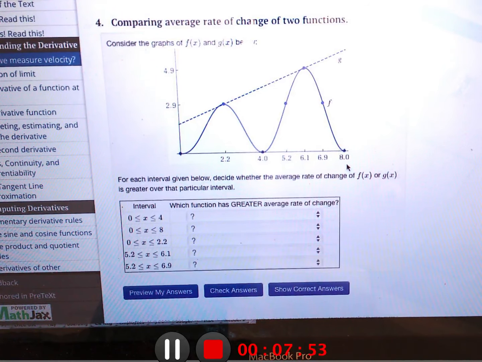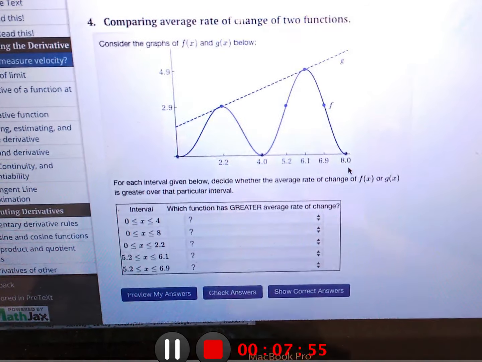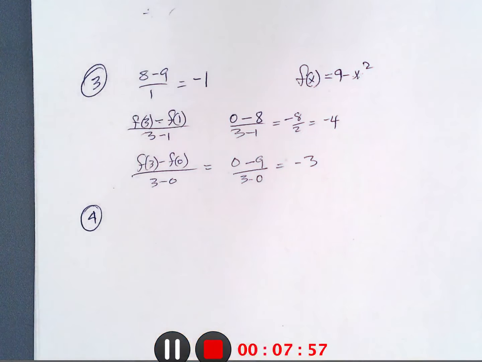Okay? That's what they kind of want you to be able to do on that. That's what I wanted you to be able to do on that. And number 6.